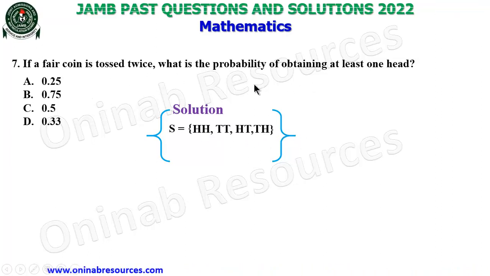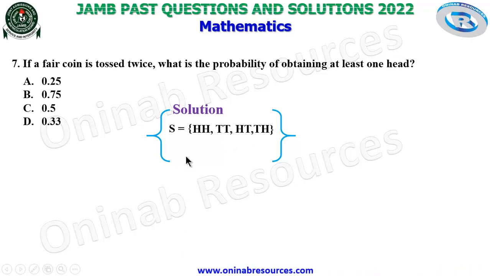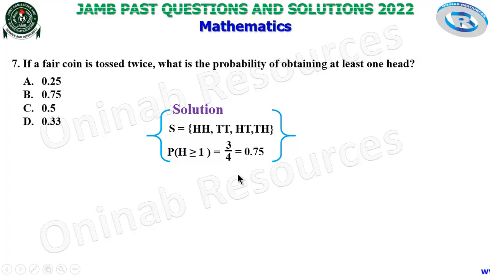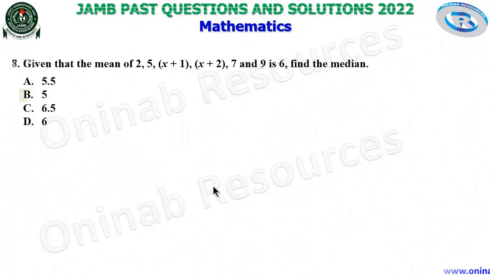And the question is asking the probability of obtaining at least one head. So what we do is to look for where there is 1 or 2 heads. There are 2 heads here, 1, 1, which is 3 out of 4. So the probability of having head greater than or equal to 1 is going to be 3 over 4. 3 over 4 in decimal is 0.75, and that gives option B. So that's all for problem 7. We then go to problem 8.